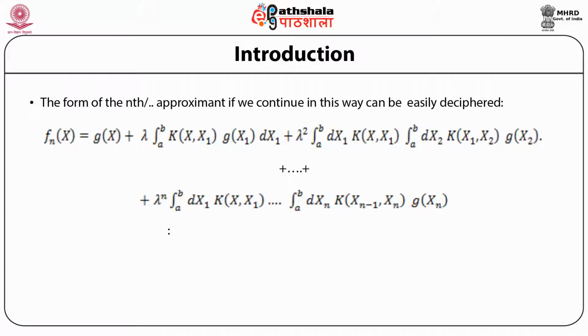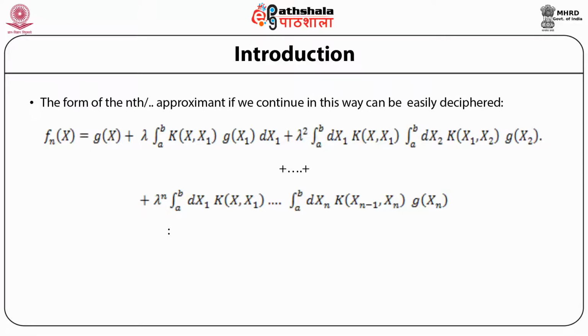And we continue this. The nth term is obviously λ to the power n and the product of integrals. The integrals in this product are, for example, a to b dx1 of K(x, x1), continuing till the last integral, which is an integral over dxn between the limits a to b of the kernel, a function of x(n-1) and xn, multiplied by the function g, which is a function of xn.